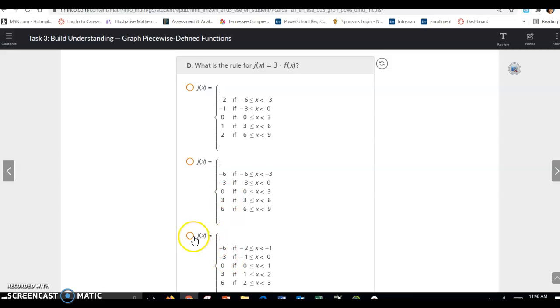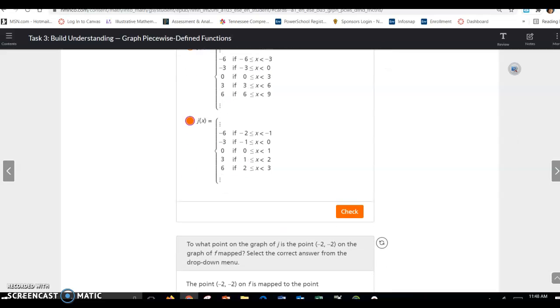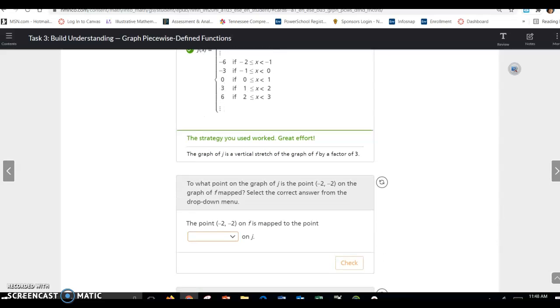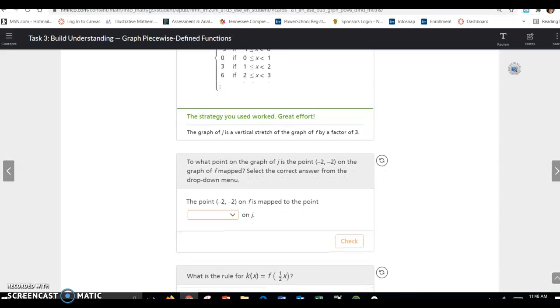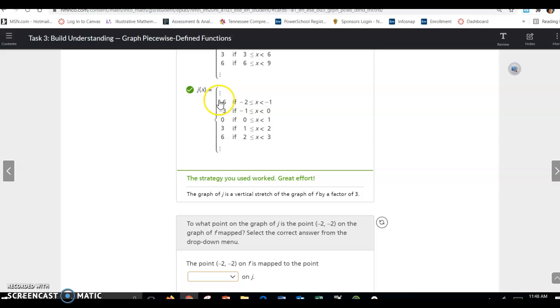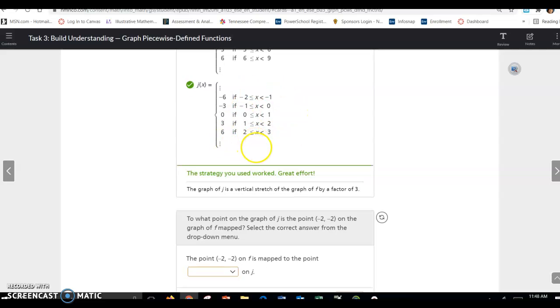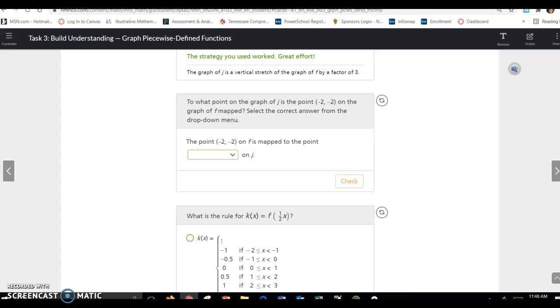All right, so it changes these, but it does not change the part of the domain that we're looking at. So that one should be correct. All right, so this graph is a vertical stretch by a factor of 3. So that's why before, remember, it was -2, so on. So we just multiplied those by 3. None of the domain part changed in that sense.